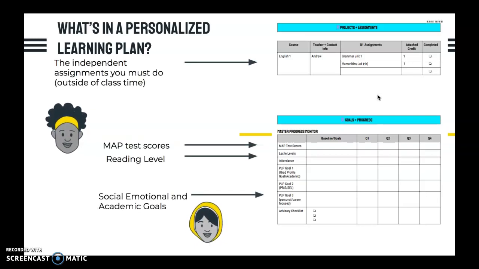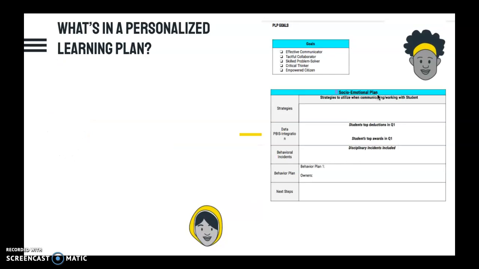Also included in this section of goals are your test scores. And so you can see what progress we're making towards increasing our scores on reading and math. And then towards the end of our personalized learning plan, we also see the social and emotional plan. This is where we keep track of what interactions have looked like, and what social emotional growth and skill sets you have developed throughout the year.